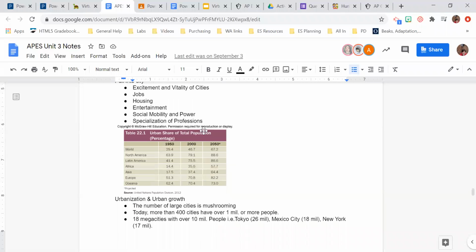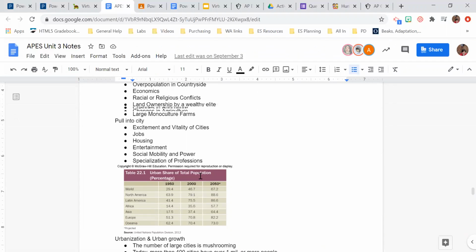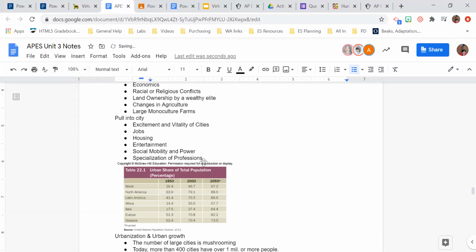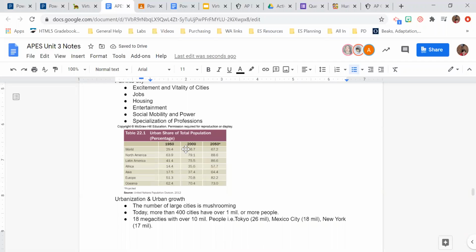All right, so here is our urban share of the population. Worldwide, about 46.7%. And I thought that number was low when I said 2%. It should be 29%. So 29% to 46%. And then in 2050, it's 67%. And that's the world. In North America, we already had more people in cities to start with, but we're estimating that close to 89% of people in North America will live in cities in 2050.